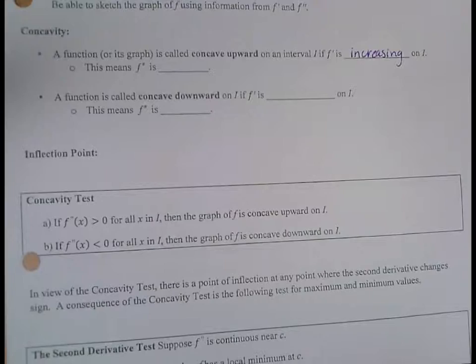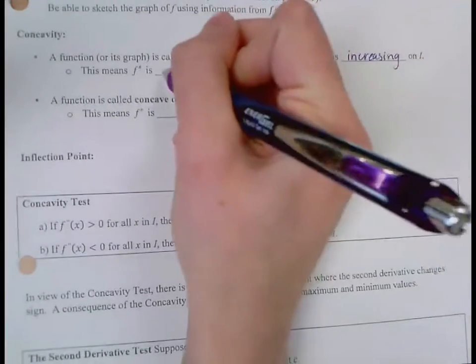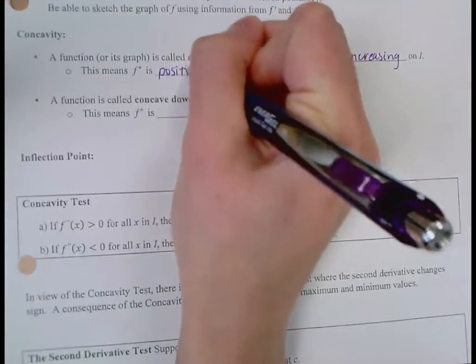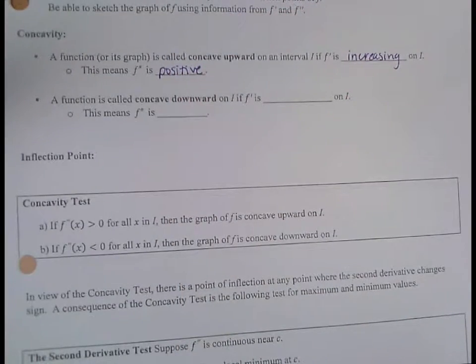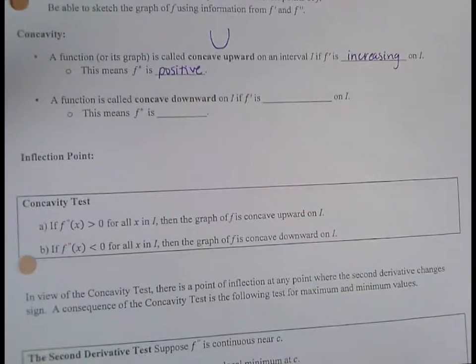And if f prime is increasing, this means f double prime is what? Positive. Okay, and then just as a reminder, concave up has an upward facing U shape.